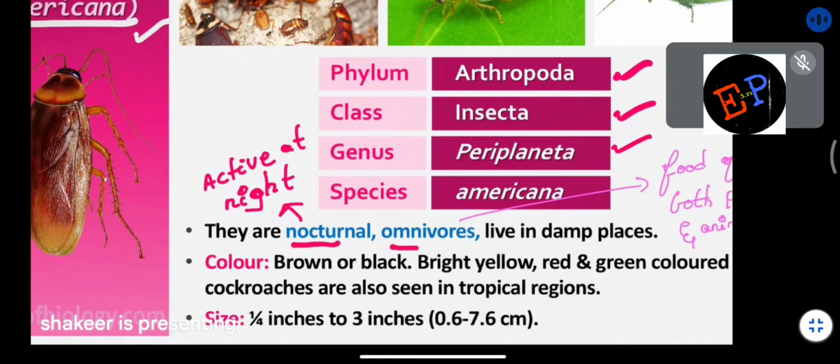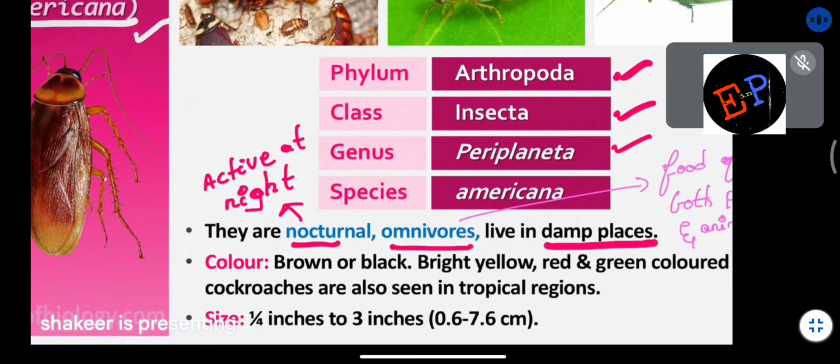And they are omnivorous. Omnivorous means they are vegetarian as well as non-vegetarian. That is, they depend on organisms for food, and they depend on plants also for food. That is why they are called omnivorous. And they live in damp places. What is meant by damp places? Moist places and shadow places. This kind of places you can call damp places.